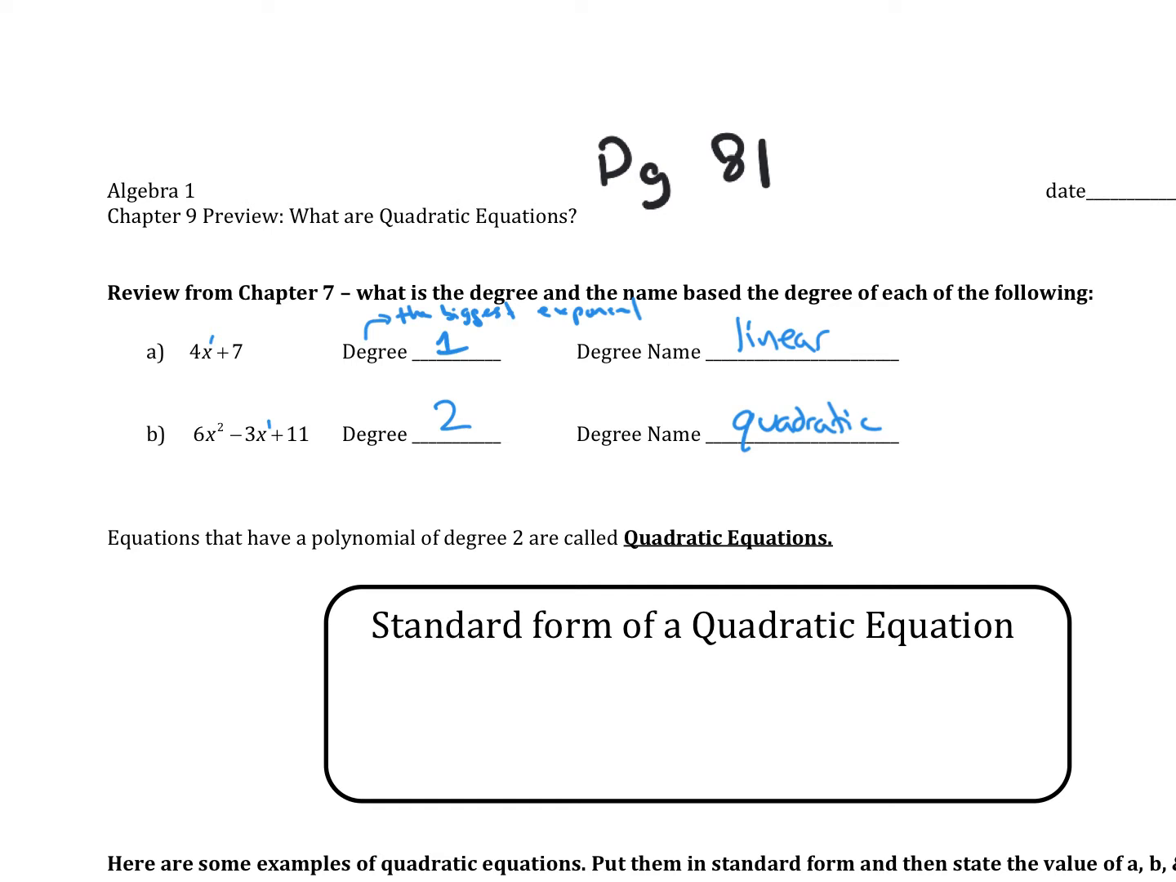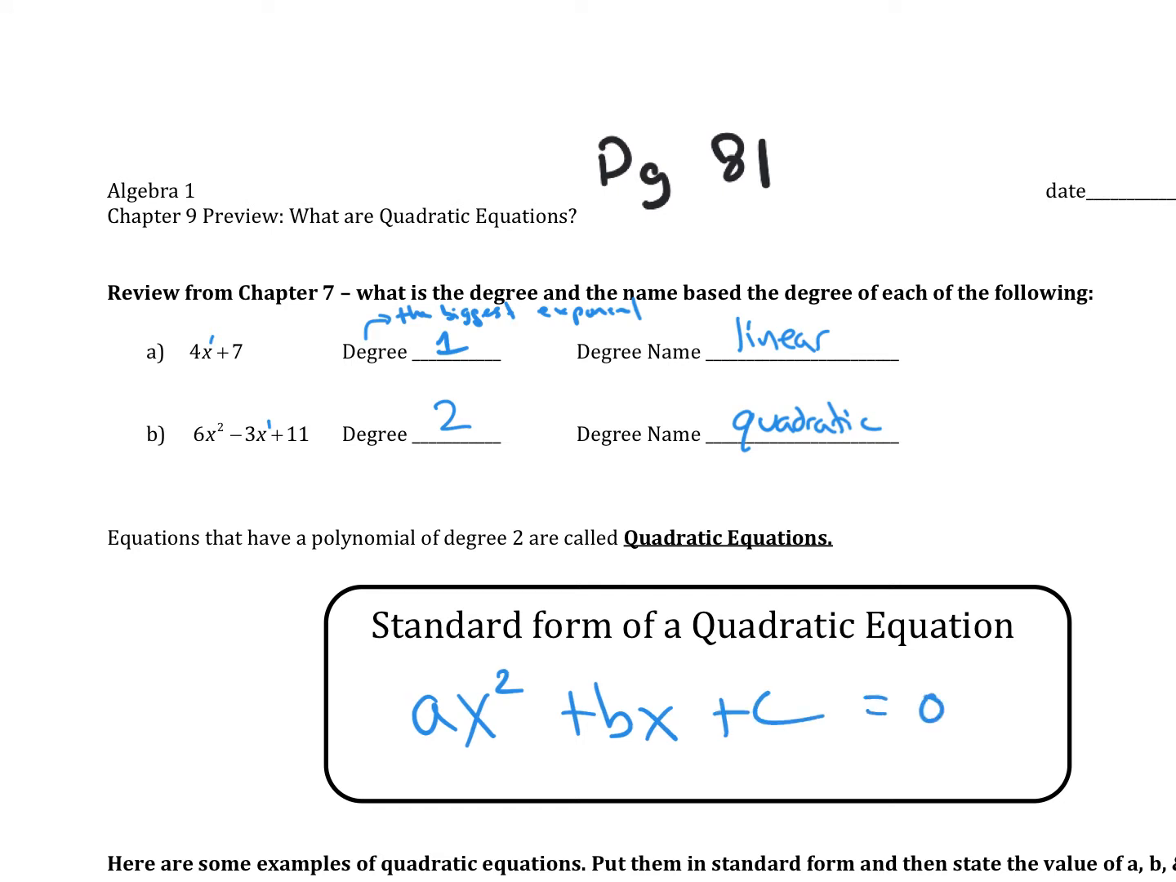And so if we have an equation, so we got that equal sign now, that has a polynomial of degree 2, we call that a quadratic equation. And so we're going to be seeing equations with x squared now. So standard form of a quadratic equation is ax squared plus bx plus c equals 0.